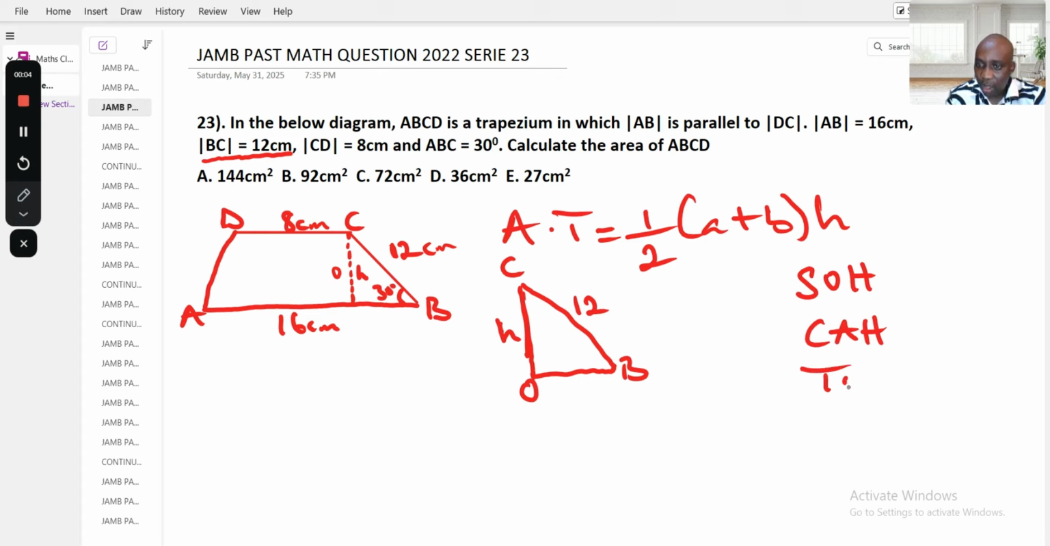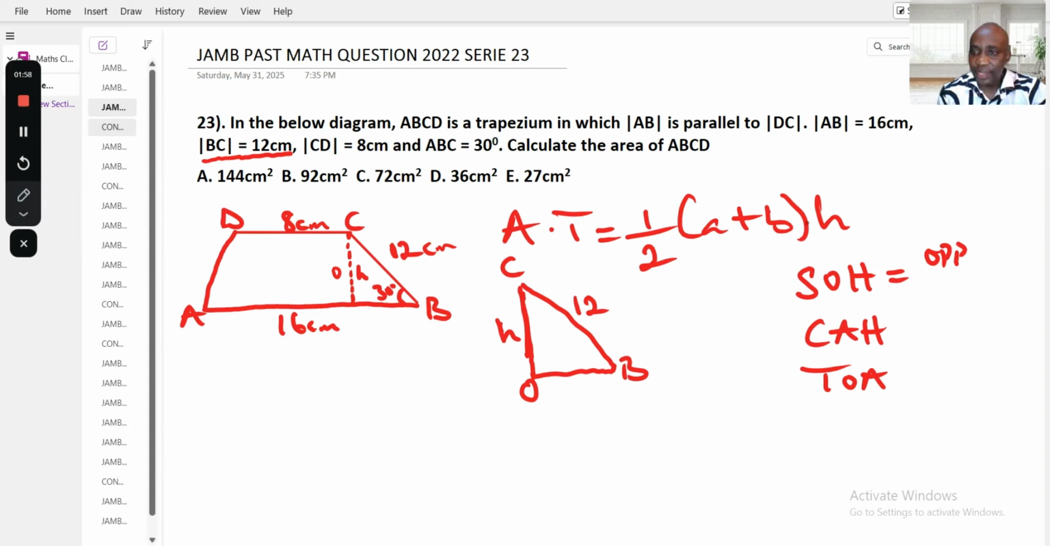S means opposite over hypotenuse. O represents opposite, H represents hypotenuse. C represents adjacent over hypotenuse. T represents opposite over adjacent.